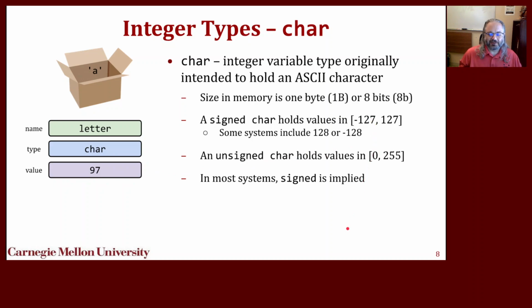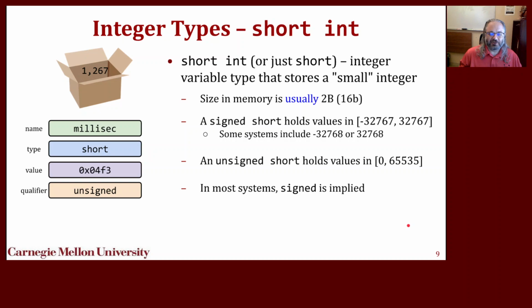The next largest integer type is what is called a short integer, or sometimes just a short. A short integer was originally designed as what's officially called a small integer. A small integer is usually a 2-byte integer. The specification says it needs to be at least 2 bytes of memory. It's almost always 2 bytes in modern systems.